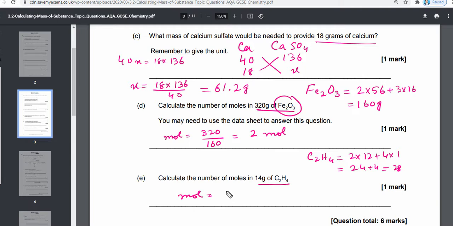So the number of moles will be equal to the mass over molar mass. So it's 14 over 28, that will be equal to 0.5 moles. So yeah, the unit of moles is mol only, so you will just write mol. So this is how we will do the exam related question.